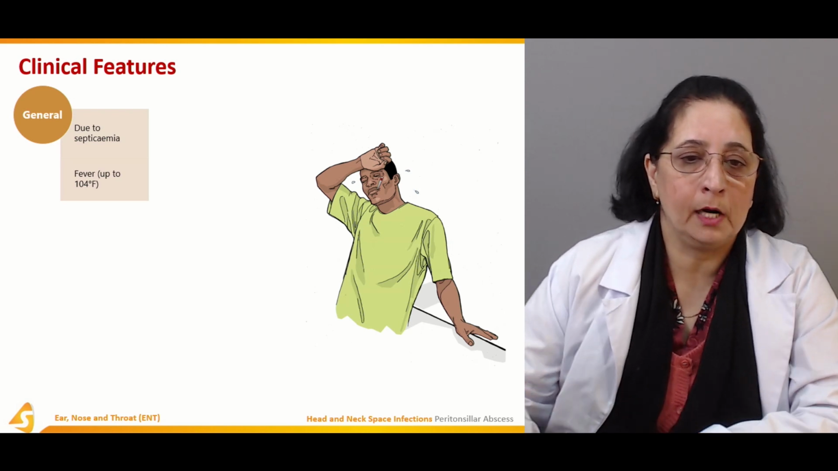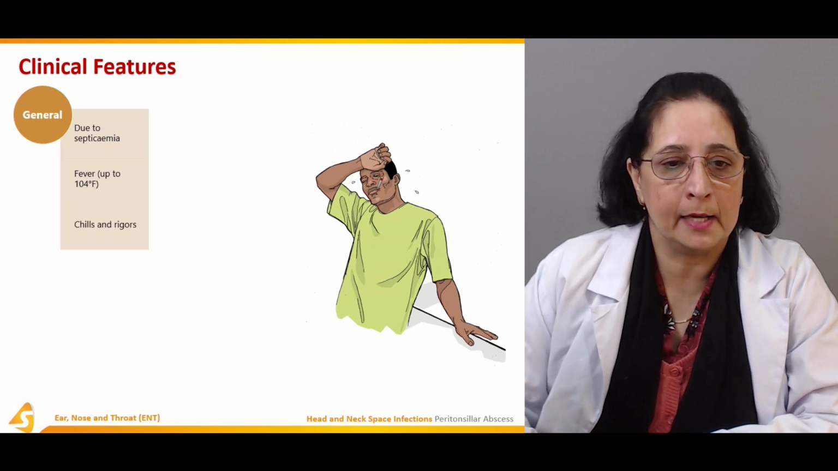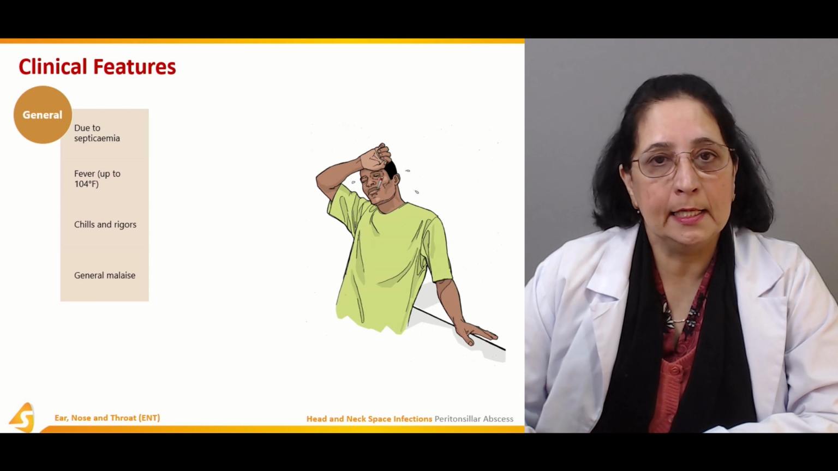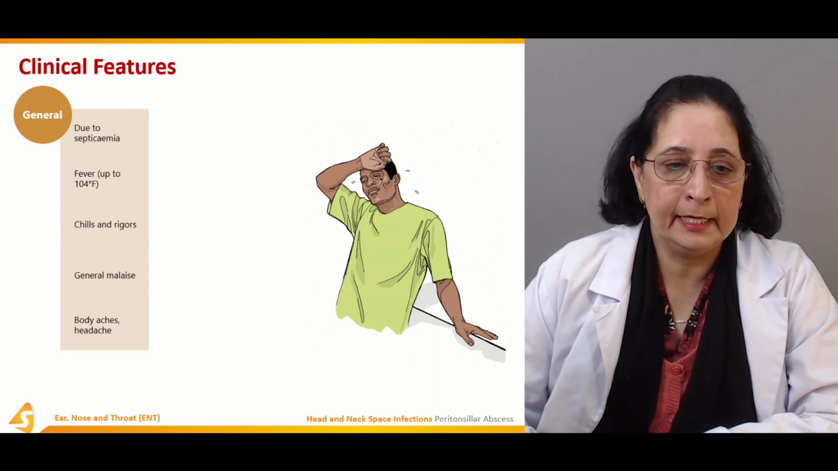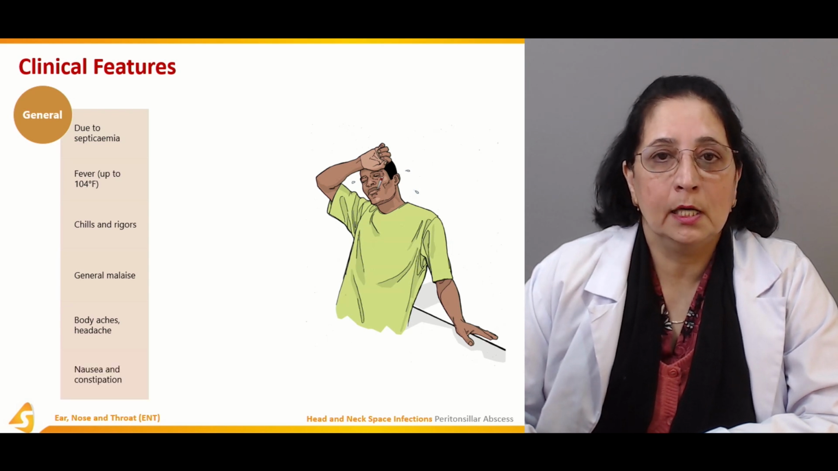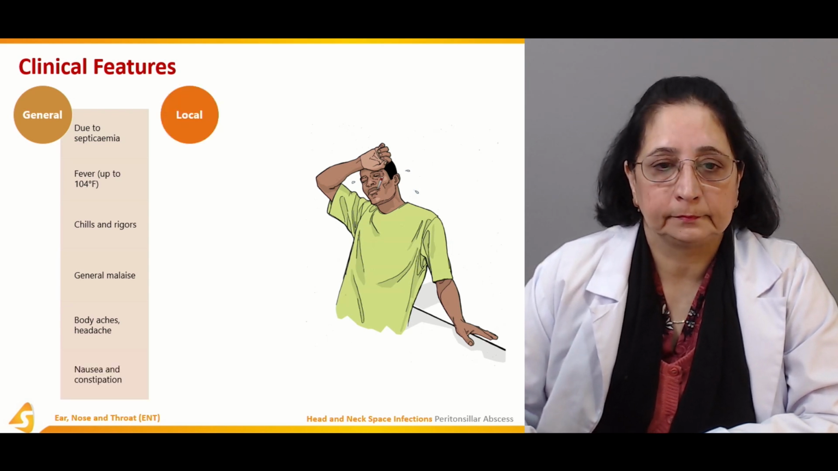So there is fever up to 104 degrees Fahrenheit, chills and rigors, general malaise, the patient is ill and weak, there are body aches, headaches, and nausea and constipation.